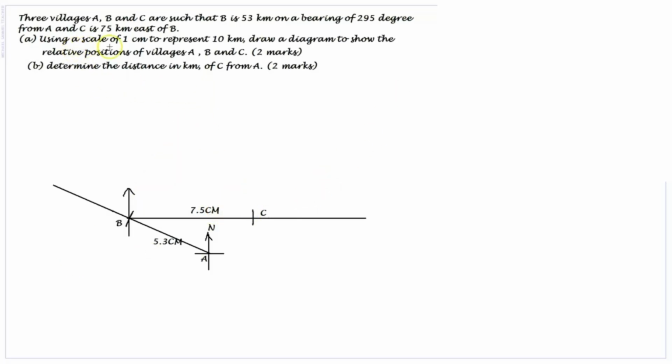So from there now, we have located the relative position of the villages A, B, and C, and therefore we need to determine the distance in kilometers of C from A. That's part B, and therefore I need to join point A to C. Let me measure that using this compass. So AC is 3.5 centimeters.